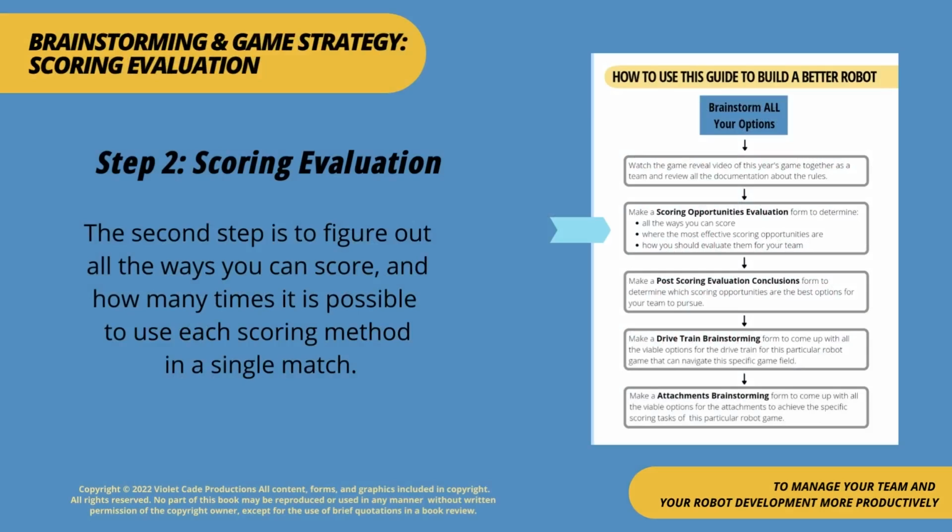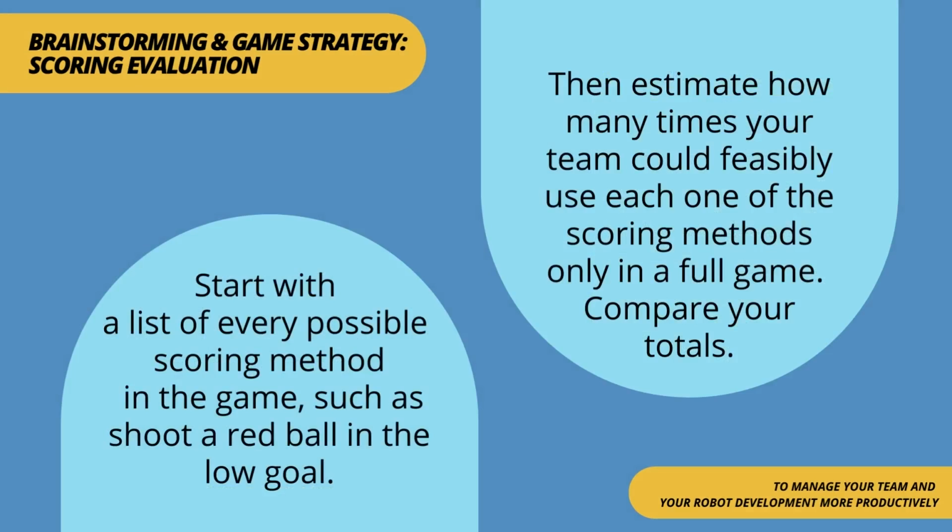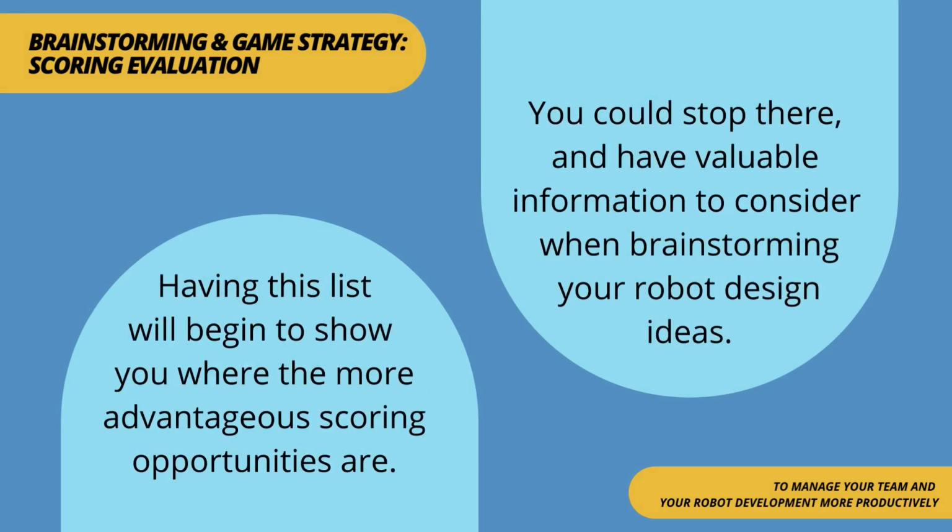Step 2. Scoring evaluation. The second step is to figure out all the ways you can score and how many times it is possible to use each scoring method in a single match. Start with a list of every possible scoring method in the game, such as shoot a red ball in the low goal. Then estimate how many times your team could feasibly use just one of the scoring methods only in a full game. Do this for each scoring method and compare your totals.